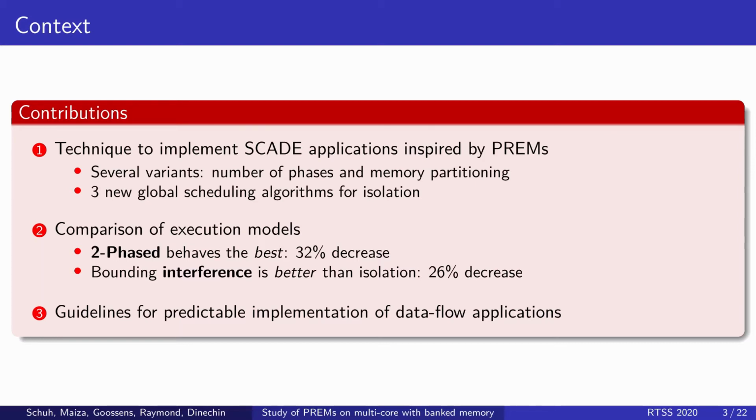The second contribution is a comparison of the selected and implemented execution models, and we have found that a 2-phase model behaves the best. We've seen a 32% decrease in comparison to 3-phase models. We have also found that bounding interference is better, seen in average a 26% decrease in execution time in comparison to the same execution models implemented in isolation. And the third contribution are guidelines for predictable implementation of data flow applications.